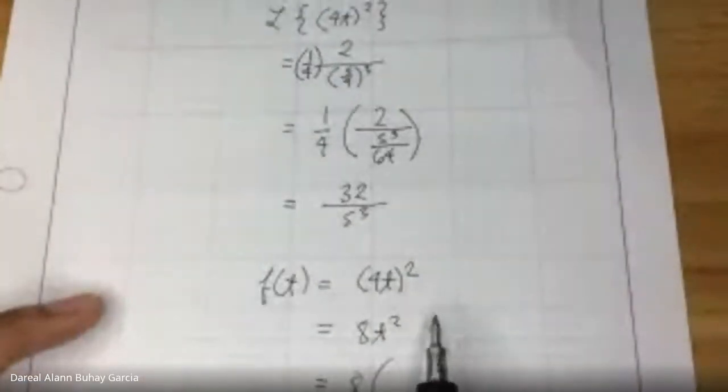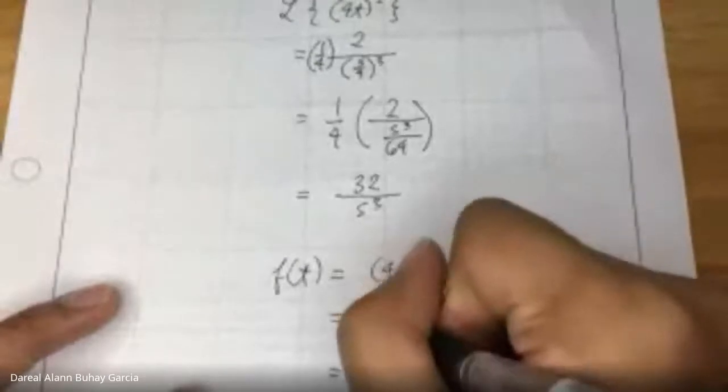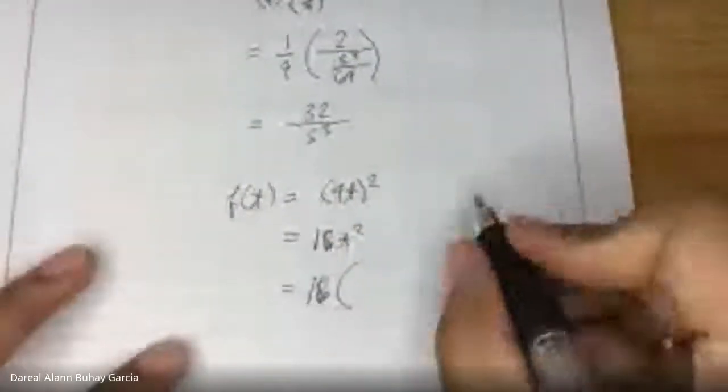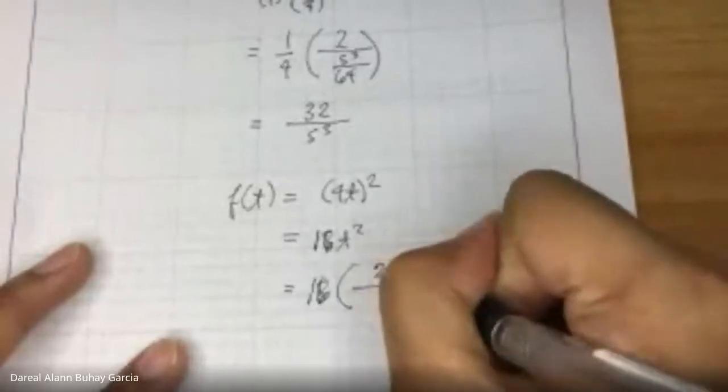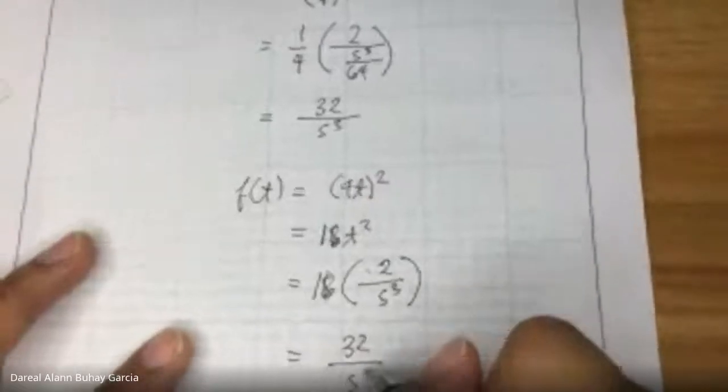Since 4 squared is 16, 16 times 2 over s cubed, that's 32 over s cubed. So that's the answer, but I just wanted to prove that this is property number 4, the scaling property. The Laplace transform of a derivative we will do later, or we will appreciate it more when we solve differential equations.